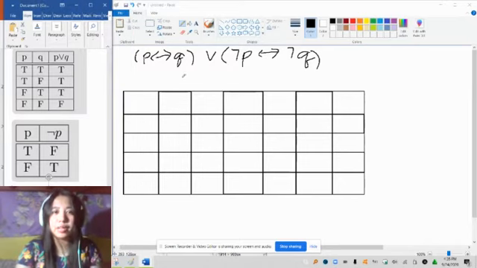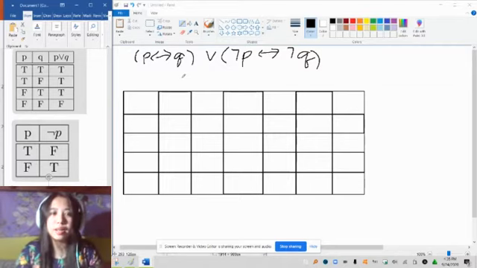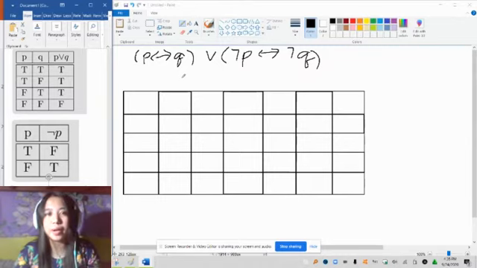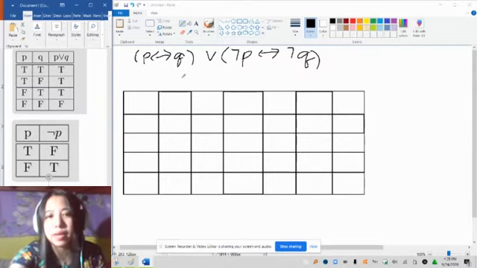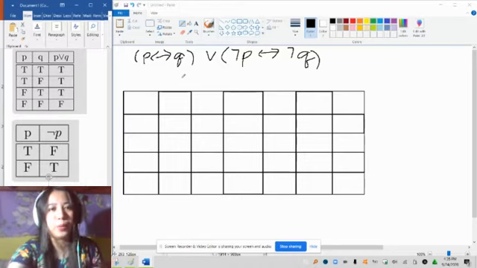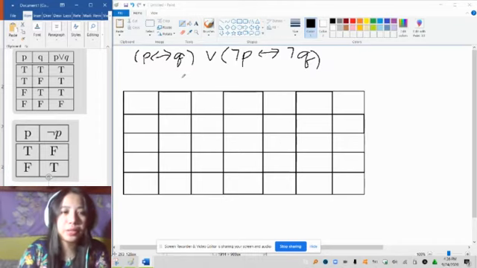So we have open and close parentheses, P biconditional of P and Q, and or, and then this is not P, again, if and only if not Q. So it's not Q. So how do we write that now in our truth table?